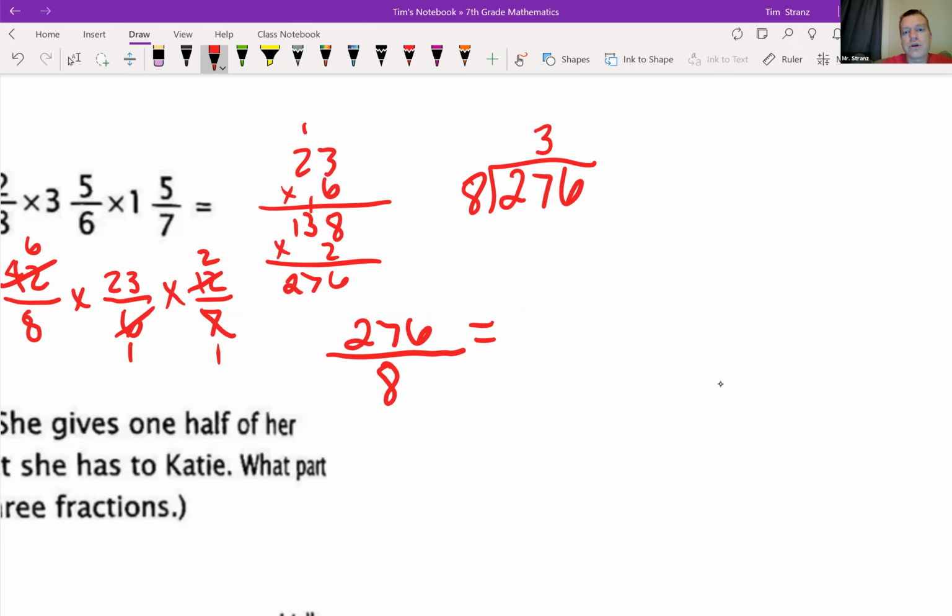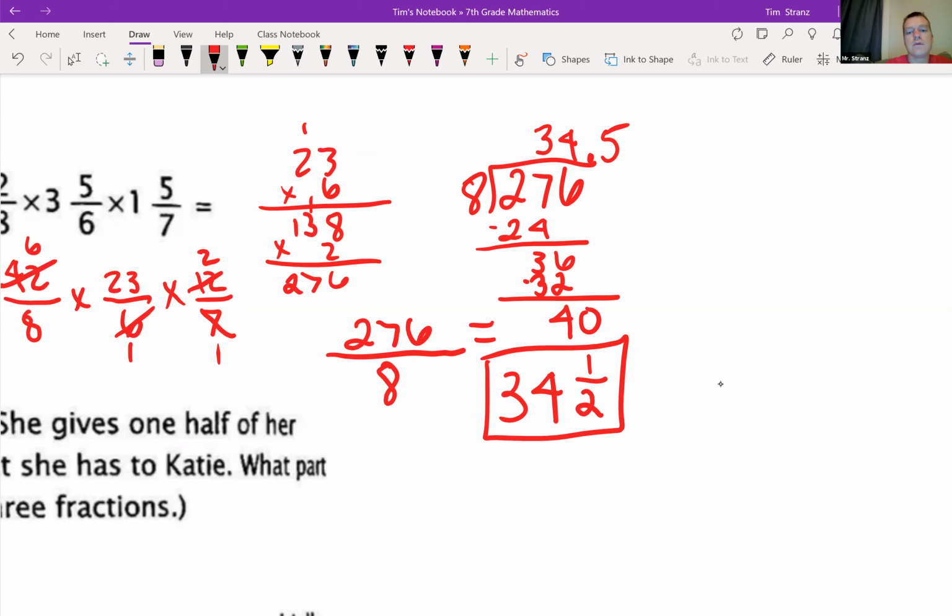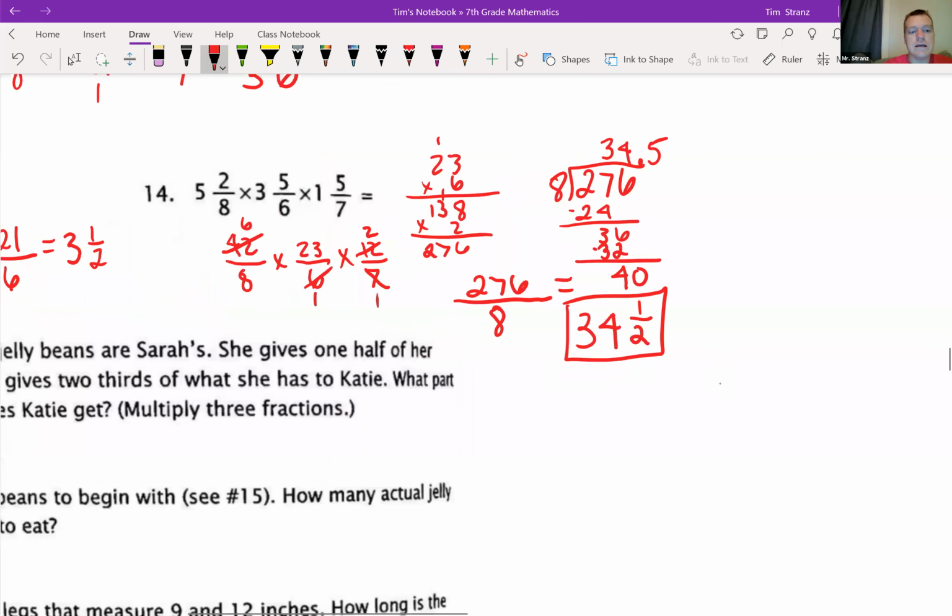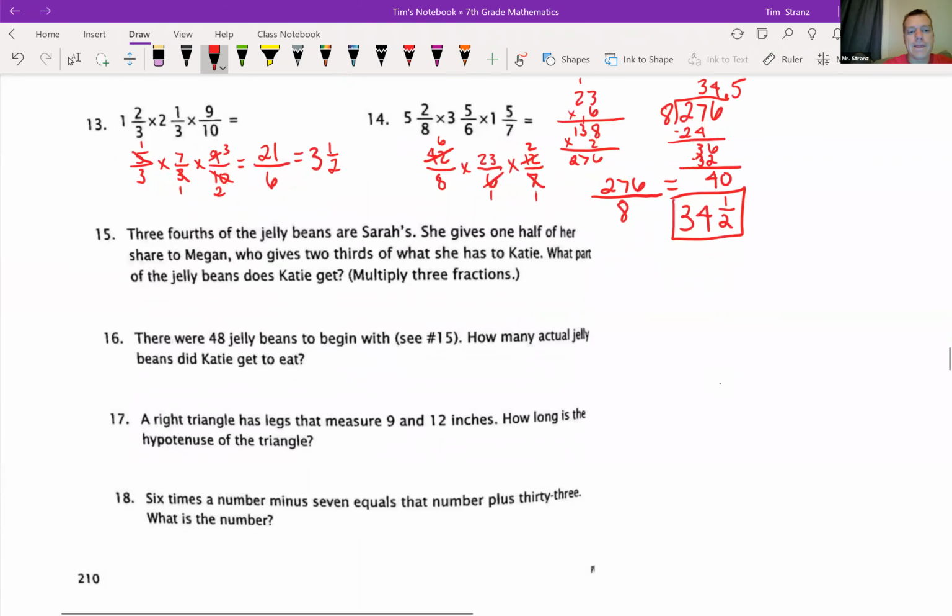Okay, 8 times 3 is 24. 8 times 4 is 32. So 34 and a half. Okay, so it's going to be, your answer is 34 and 1/2. Okay, and that's number 14.